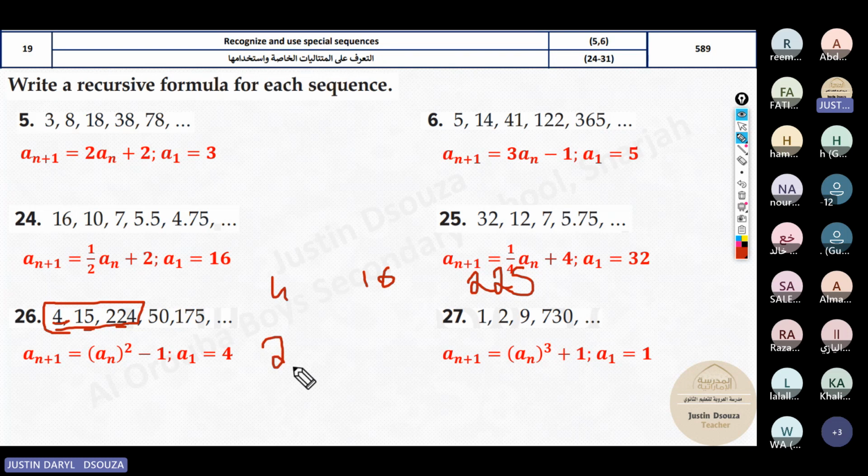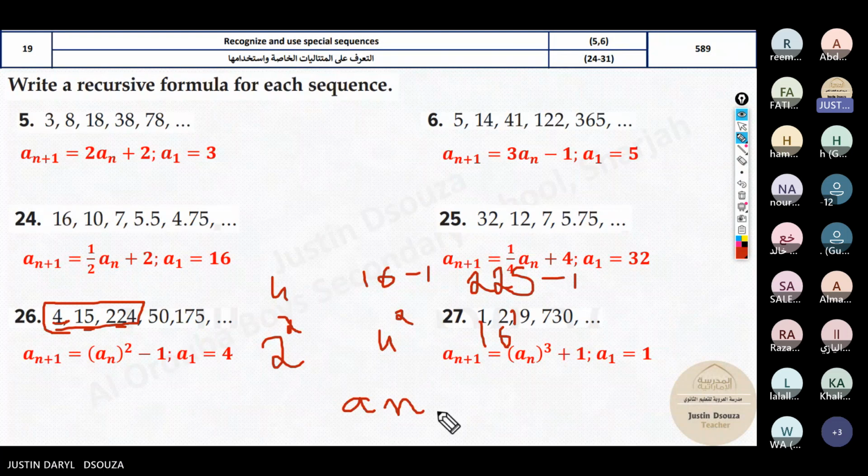So I know this is about 2 square. This is 4 square. This is about 15 square. Now here, I don't have 16, but I have 15. Here I don't have 225, I have 224. So I just basically subtract 1 over here. But initially you start with this number, that's fine, because this is the initial value, so you start with a1. But the next values onwards.